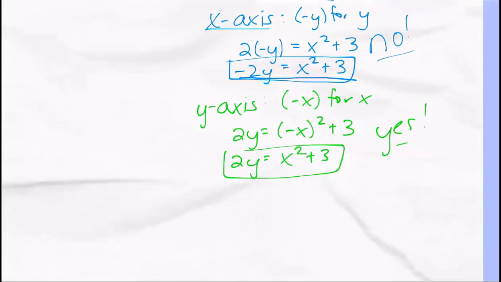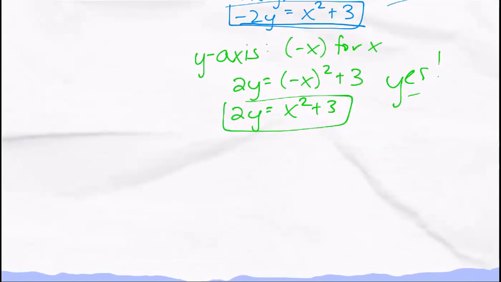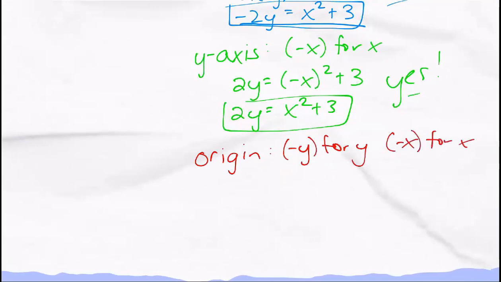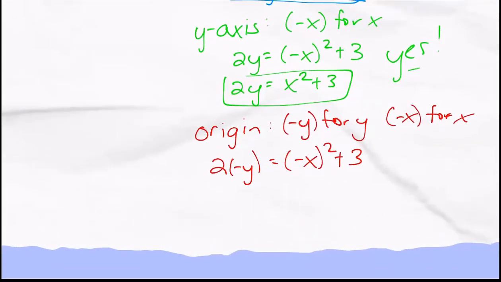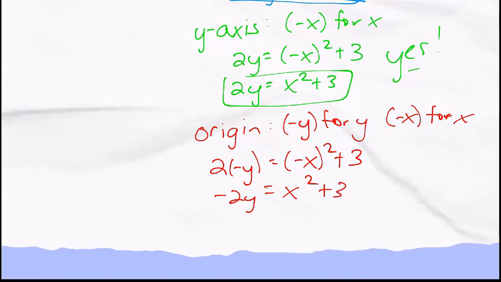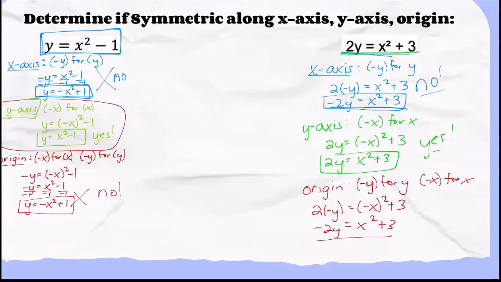All right, so let's go ahead and try for the origin. So that's going to be negative y for y and negative x for x. And again, nope, we do not end up with the same thing. So that one is a no as well.